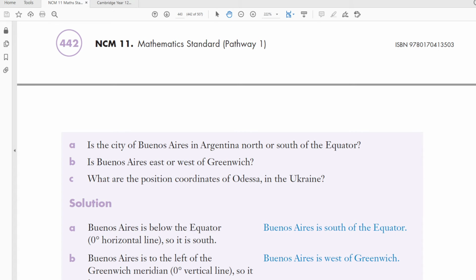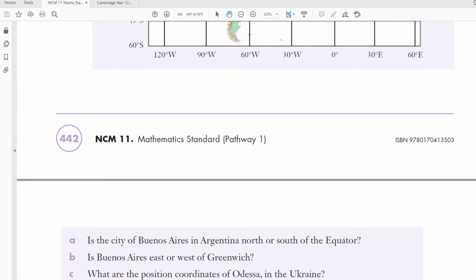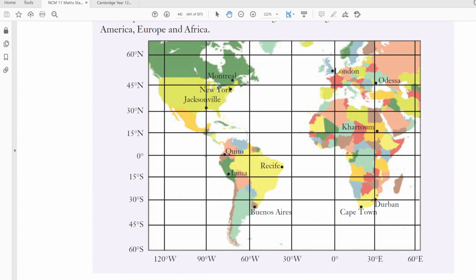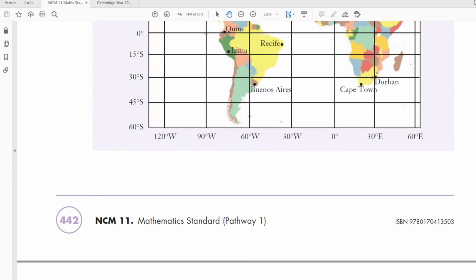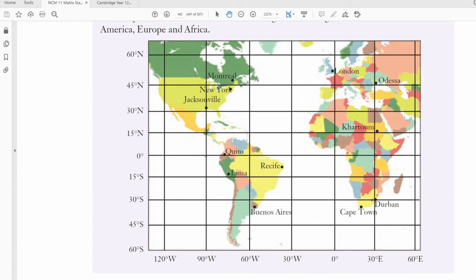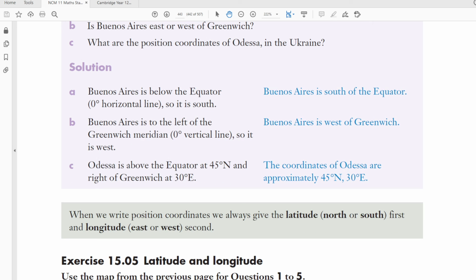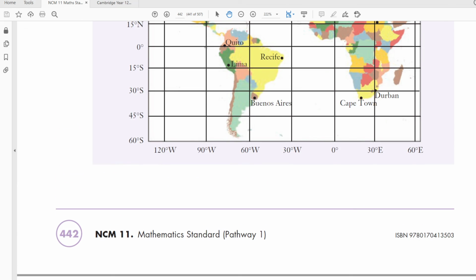Finally, what are the position coordinates of Odessa in Ukraine? So Odessa over in Ukraine. Now, we don't have it exactly, but we can work it out. The way we do this is we put the lines of latitude first. So it would be 45 degrees north and then 30 degrees east. That's pretty much how we write it. So the coordinates of Odessa are approximately 45 degrees north, 30 degrees east, and there you go. That's pretty much it in a nutshell, guys.